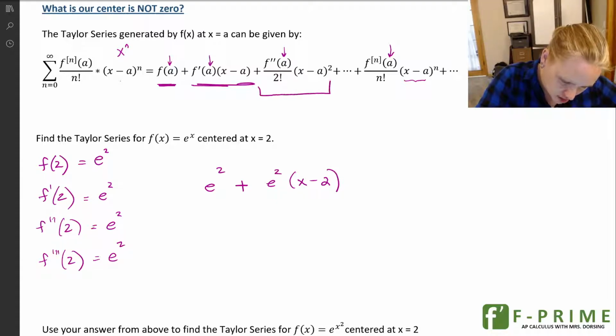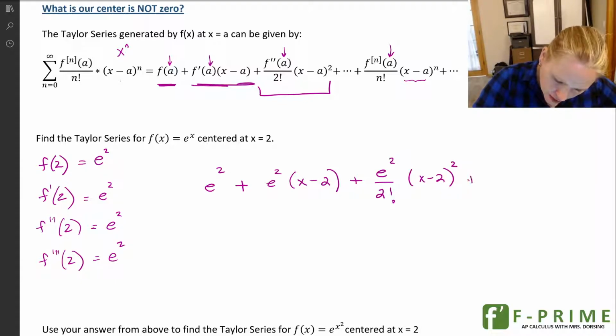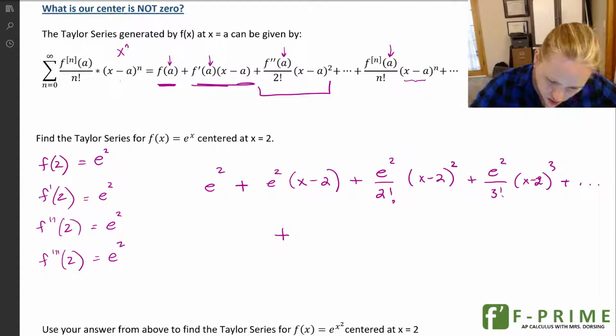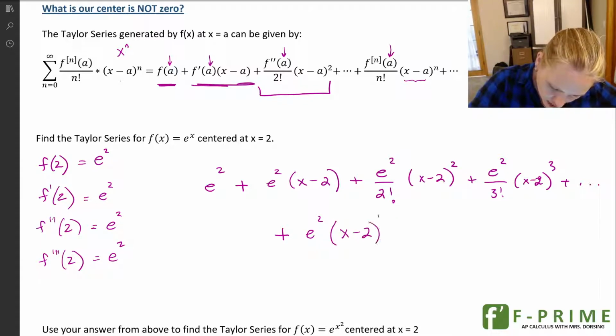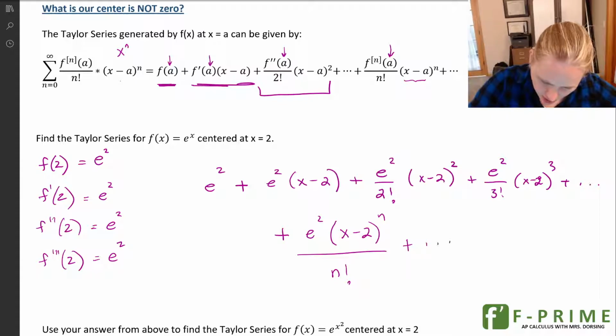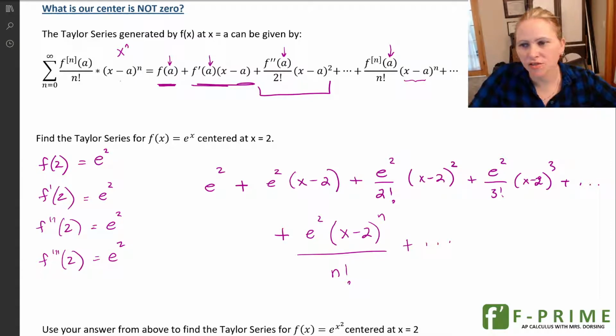And then the next term looks like this. We'd go plus e to the 2 over 2 factorial, and then we'd have (x minus 2) squared, plus e to the 2 over 3 factorial times (x minus 2) cubed, plus dot dot dot, plus, now we need our nth term. Well, it's always going to be e to the 2, and then you're always going to have (x minus 2) to the nth power, over n factorial, plus dot dot dot. So there's my Taylor series that is centered at 2 for e to the x.